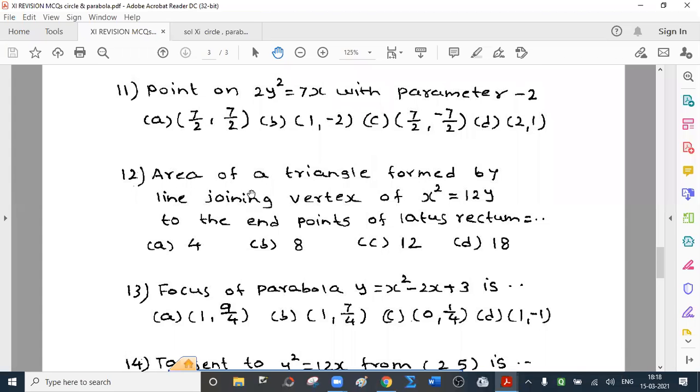Sum number 12. Area of a triangle formed by the line joining vertex of x square equal to 12y to the end points of latus rectum. Again the same thing. You should know all standard features of this parabola. You should know that vertex is at origin. This parabola opens upwards and so on. What is latus rectum? Latus rectum is a focal chord which is perpendicular to the axis and so on.